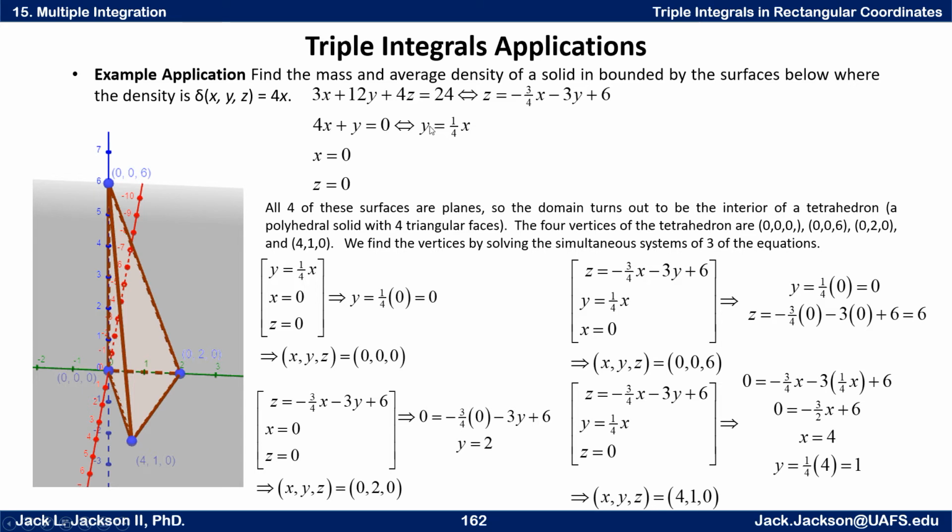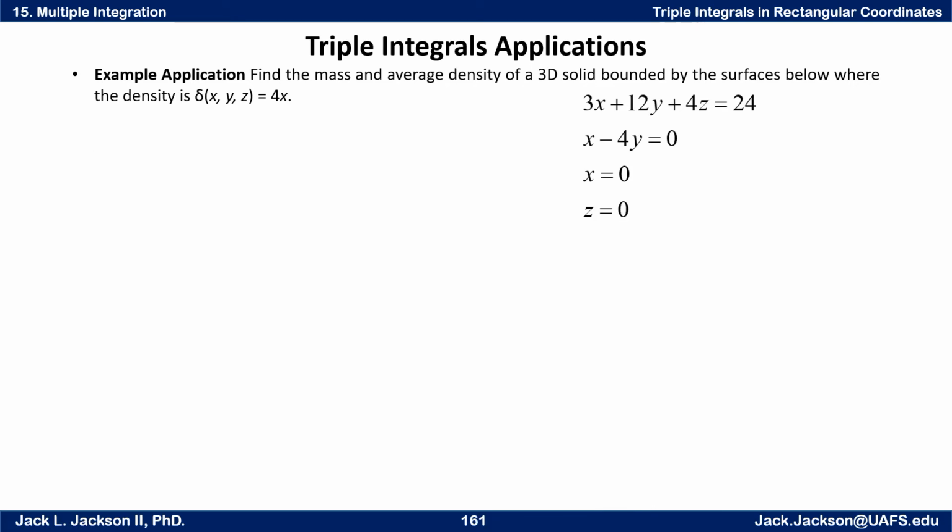4x plus y equals 0 is the same thing as saying y equals 1/4 x. That's not correct. Let me fix that. Actually, I want y to be 1/4 x, so I'm going to go back to the original problem here and change this to x minus 4y equals 0. Of course, when you're the teacher, you can say, oh, I don't like that problem. I think I'm just going to go change it. Unfortunately, you don't get that option on exams most of the time, right? When you're the student.